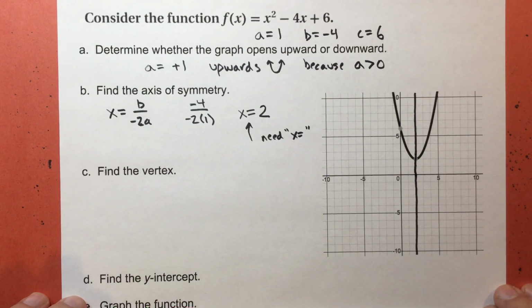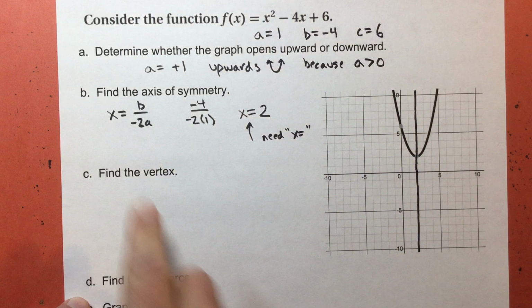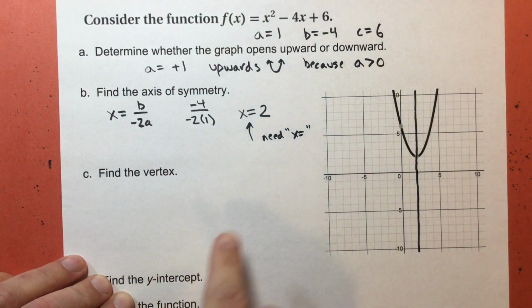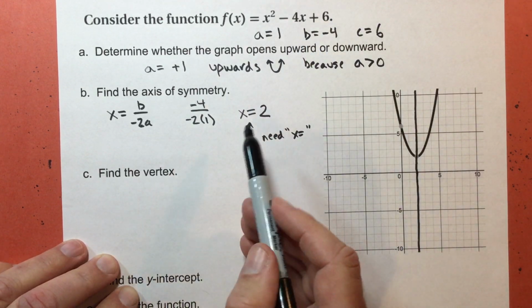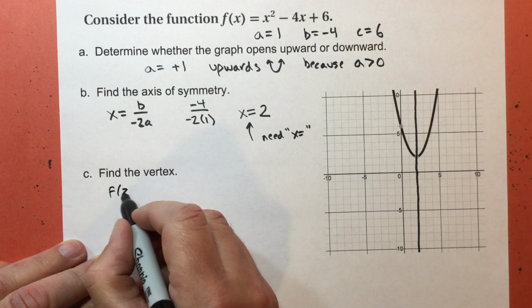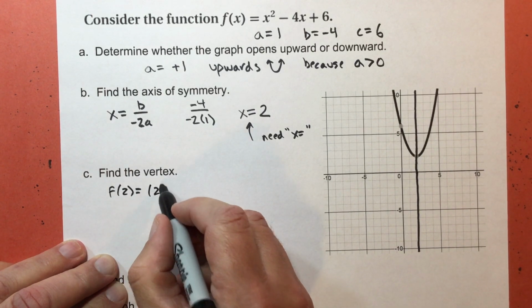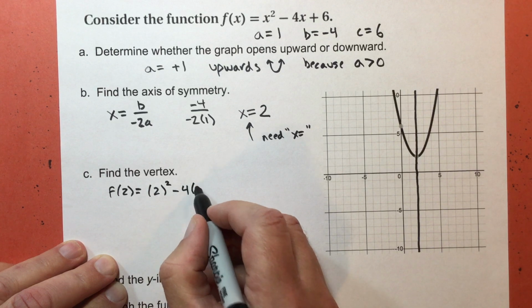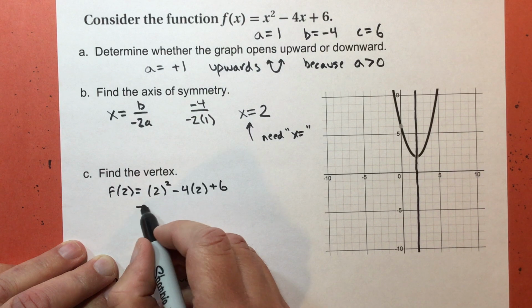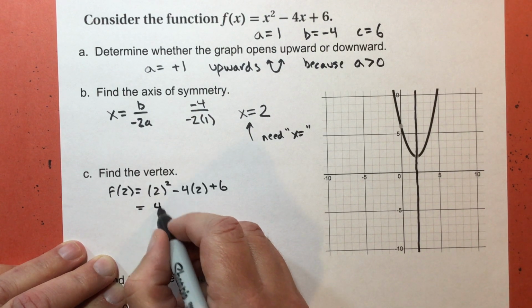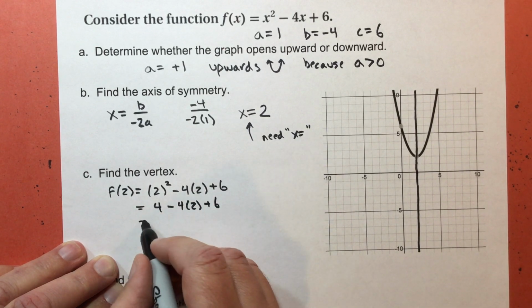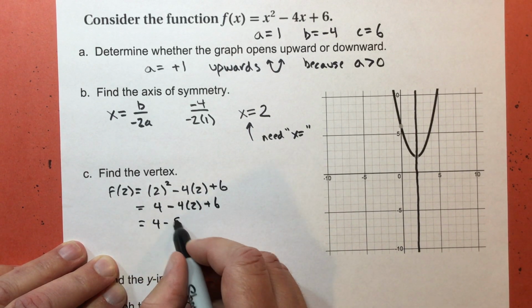Okay? All right. Now there's the vertex. Let's find out if we can find it. Let's find it using this. I know that x equals 2, so I'm going to put 2 where the x is. f(2) equals 2 squared, subtract 4 times 2, plus 6. This is easy. Take care of the exponent first. 2 to the second power equals 4. Take care of multiplying next. 4 times 2 is 8.